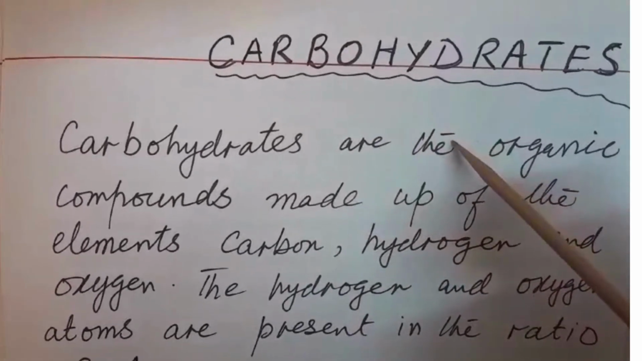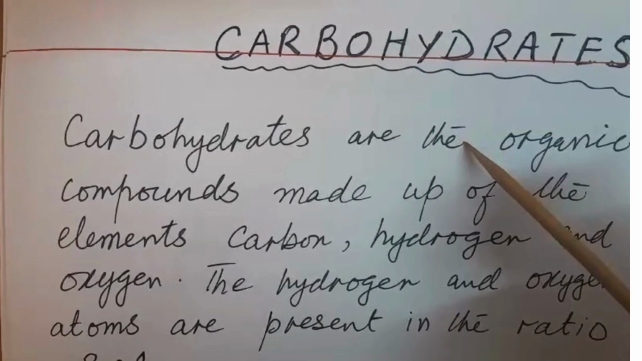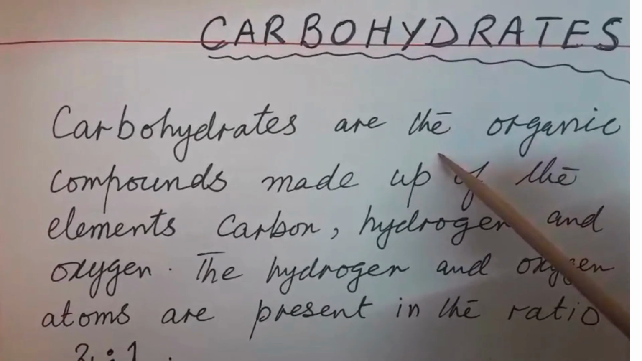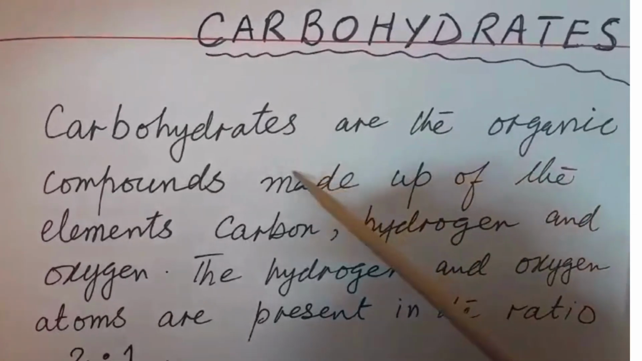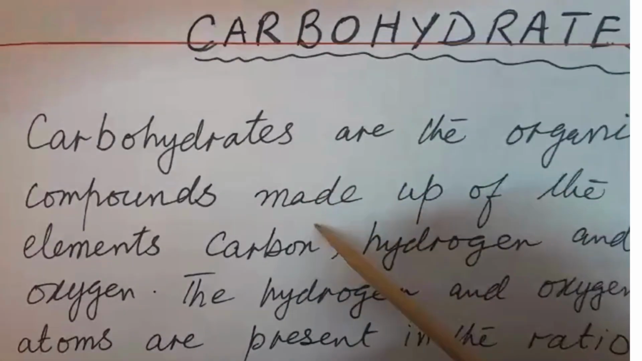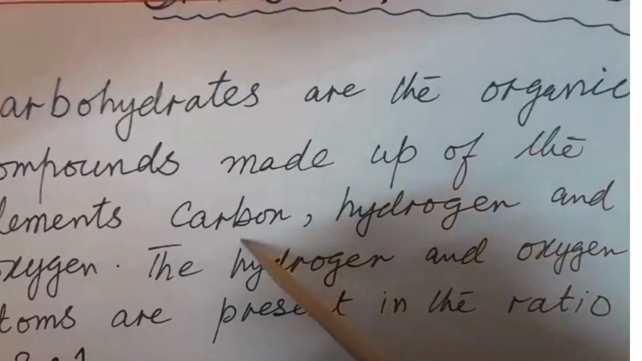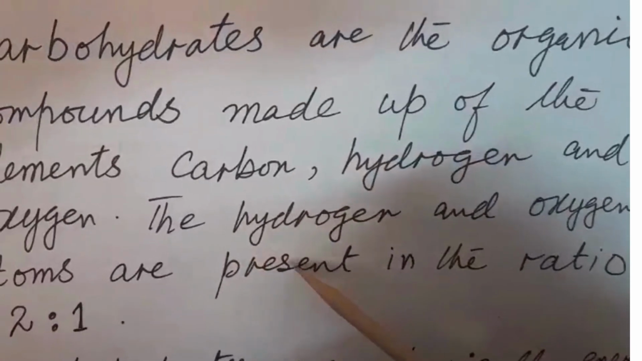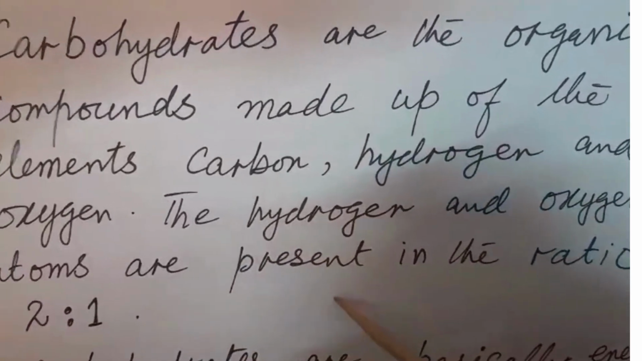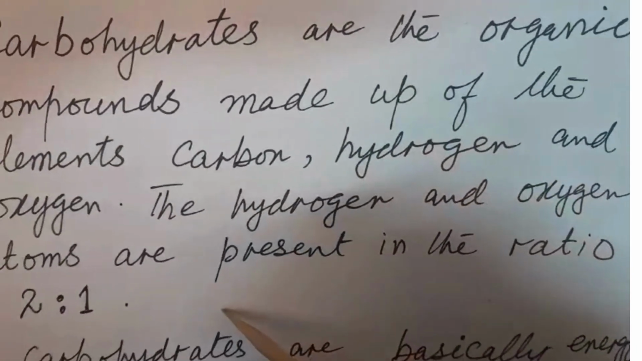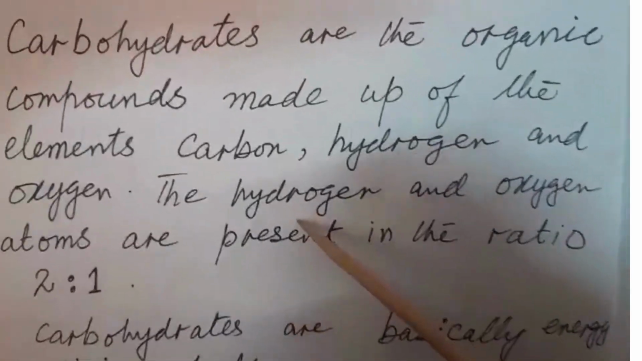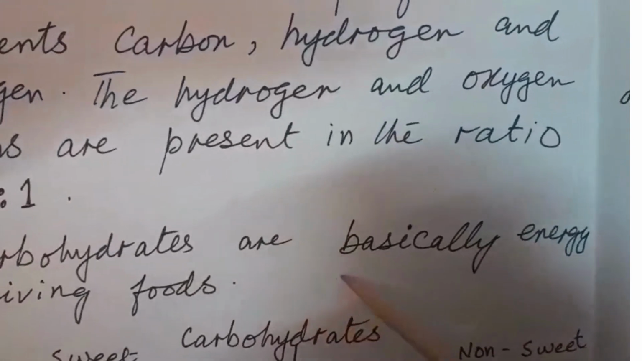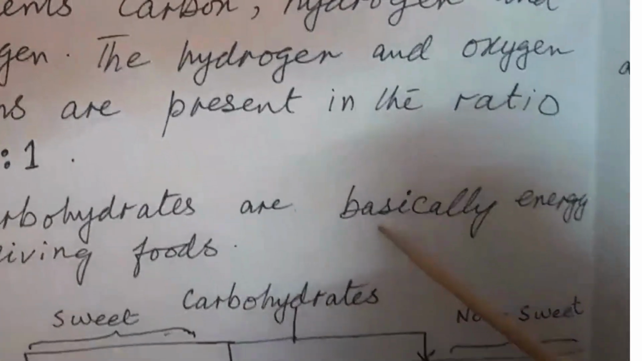During the lesson you are going to know about the types, their uses, and the sources as well. So listen carefully. Carbohydrates are organic compounds made up of the elements carbon, hydrogen and oxygen. The hydrogen and oxygen atoms are present in the ratio of 2:1. This means hydrogen is double the oxygen. Carbohydrates are basically energy giving food.